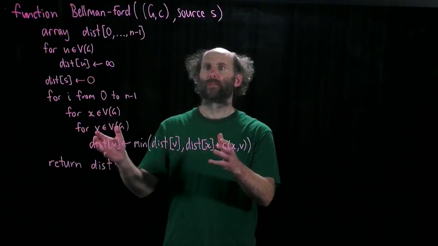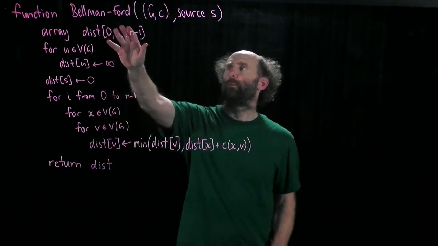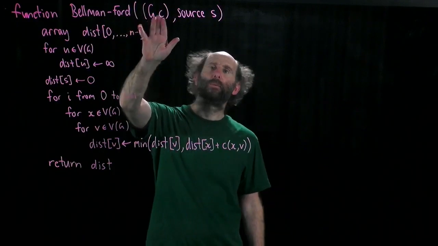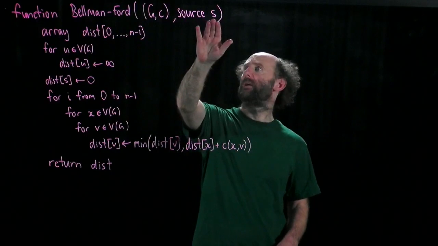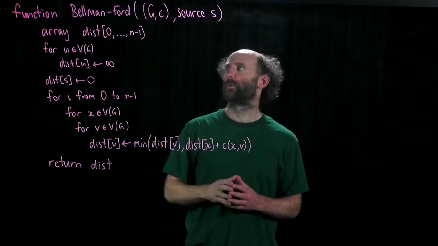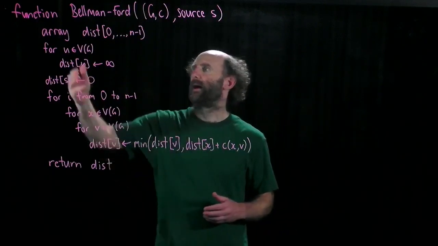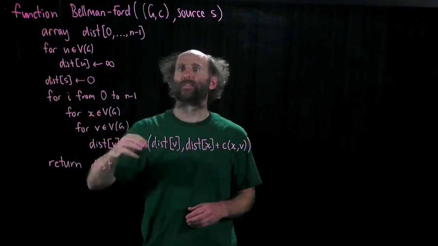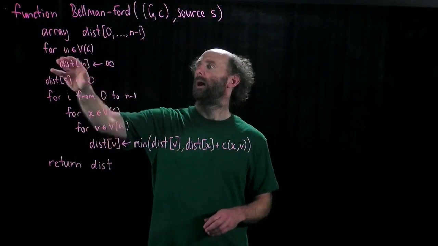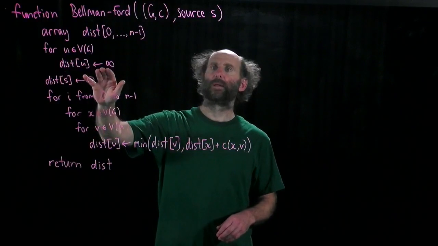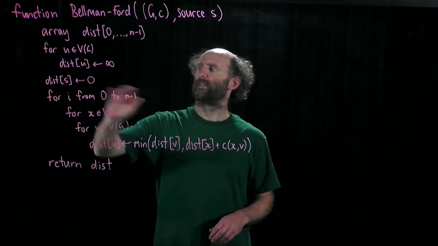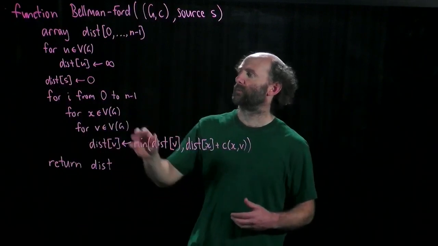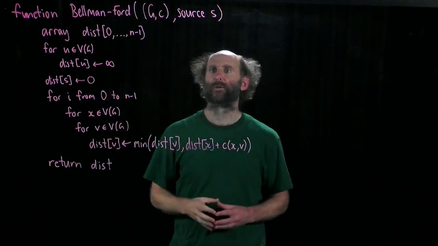So here's the algorithm. We're given a weighted digraph G with cost matrix C. We're given a node of G, s, which is the source. And how do we start? Well, we initialize this dist array by initially setting everything to be infinite, except for the distance to the source node, the dist for the source node, which we set to 0.